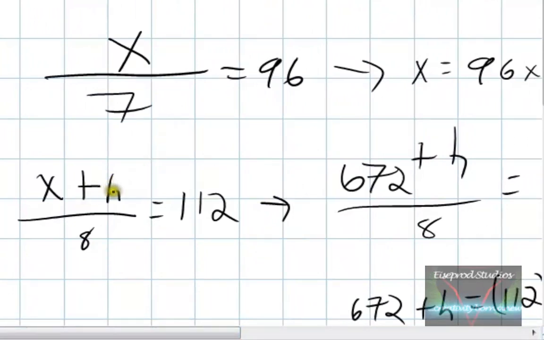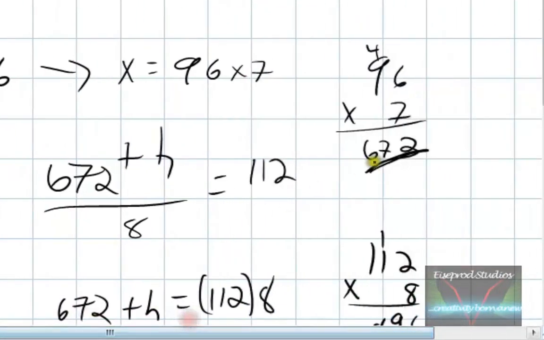So we added another term here, this one term. It's our 8th term, so we divide by 8, and the new mean is 112. Since I already know x because I just solved for it over here, I can just plug that in. So (672 plus h) over 8 is equal to 112. Now I can simplify and solve for h.